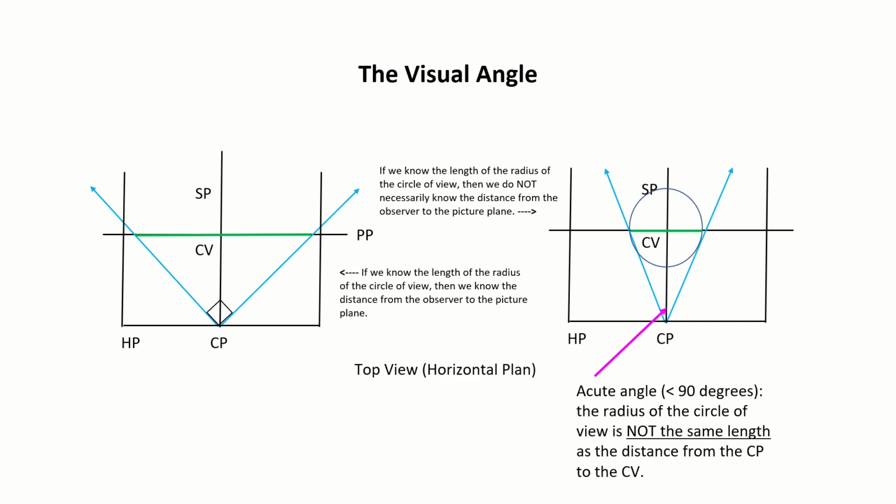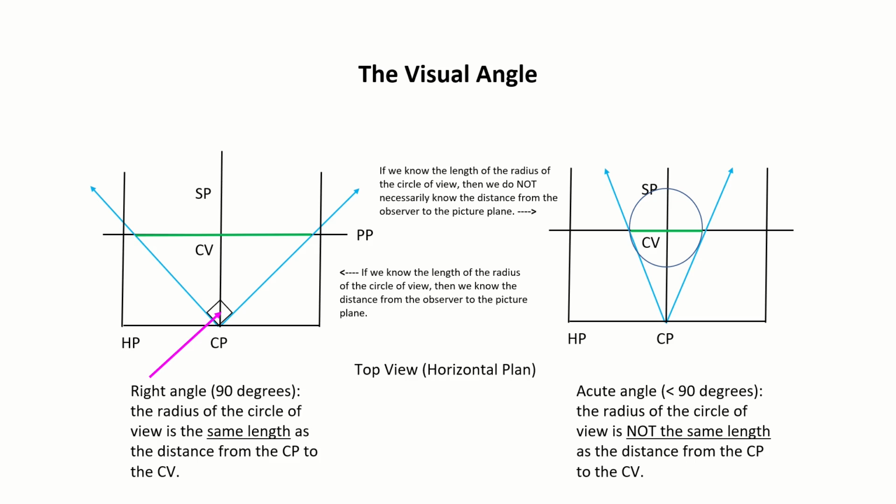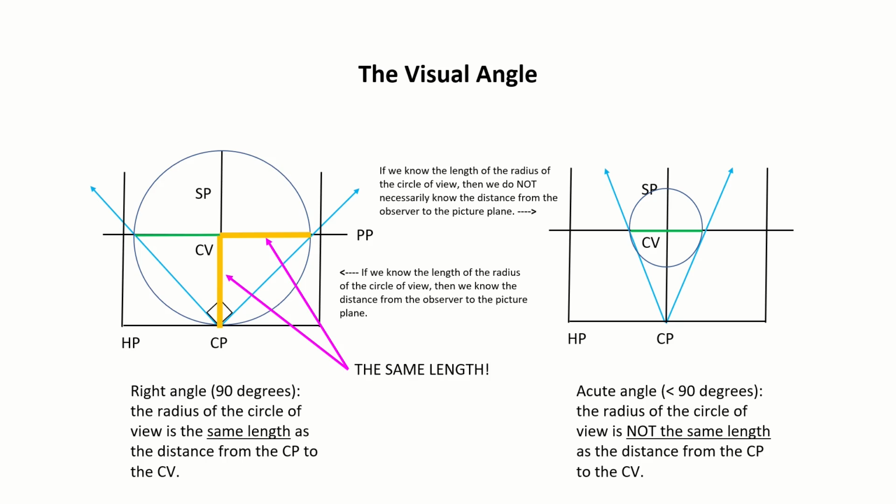In the right diagram, the angle of vision is simply some acute angle. All that we can deduce from this information is that the radius of the circle of view is shorter than the distance from the observer to the picture plane. In the left diagram, the angle of vision is 90 degrees, which means that the length of the circle of view's radius is equal to the distance from the observer to the picture plane. So a 90-degree angle of vision gives us a 90-degree cone of vision.